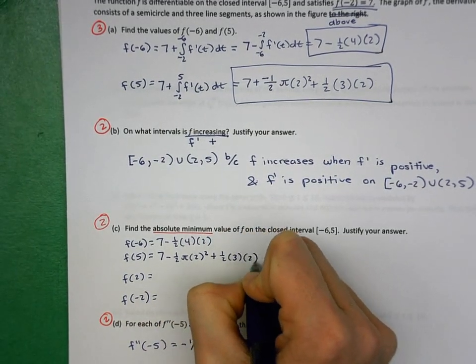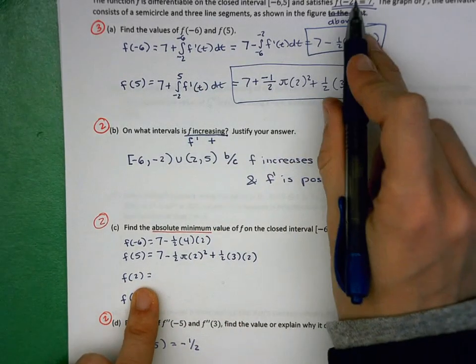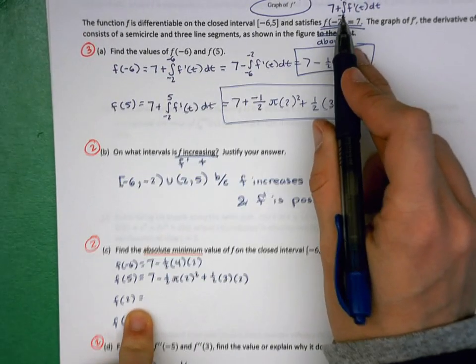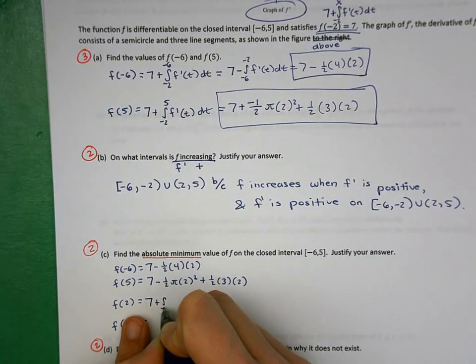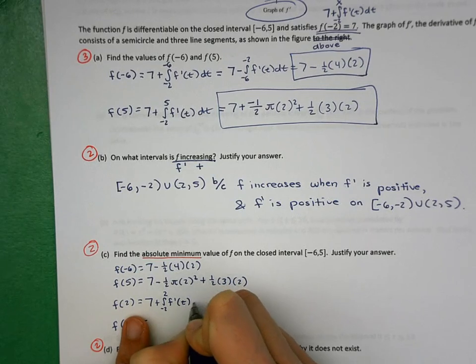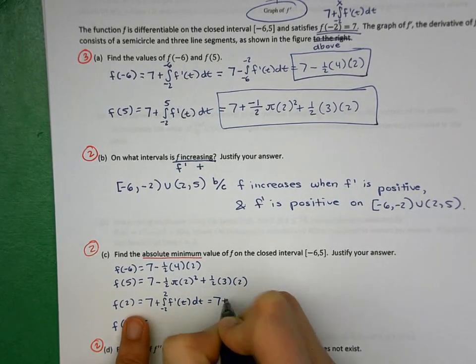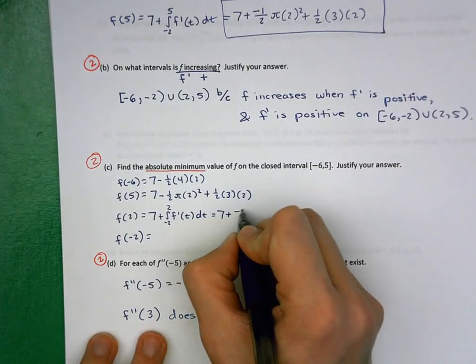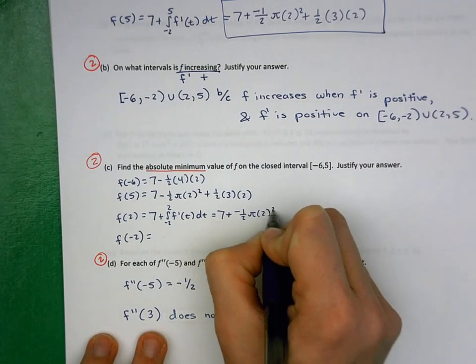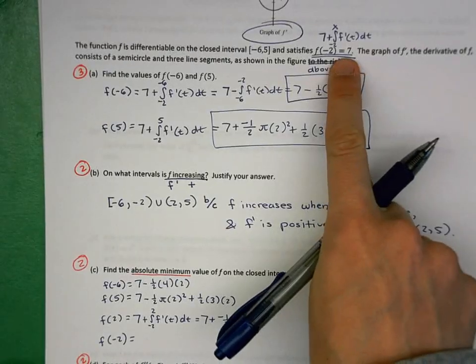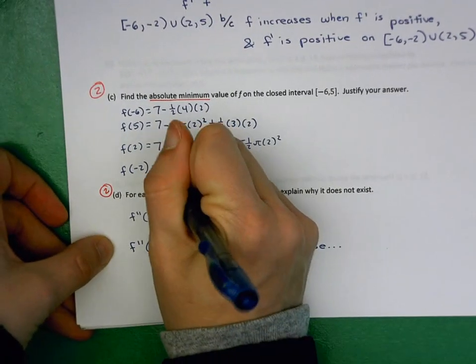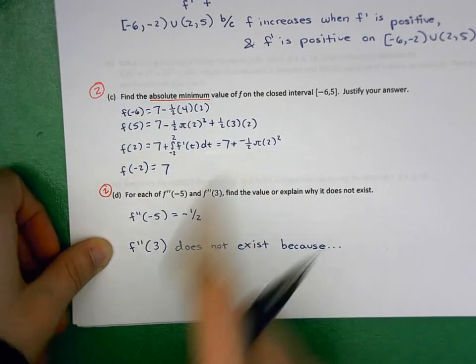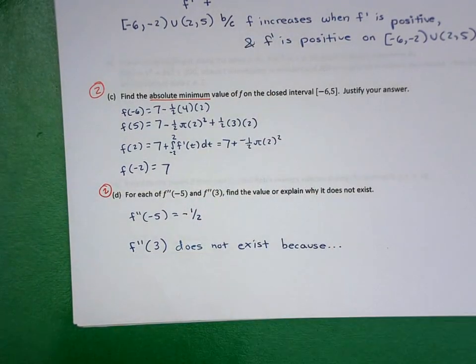And then f of 2, so I'm going to use my desired position formula again. F of 2 here is 7 plus the integral from -2 to 2 of f prime, which is 7 plus, -2 to 2 is just the semicircle piece. So the -1/2 pi r squared, r was 2. And then f of -2, they actually told me, f of -2 is 7. So really the only thing I actually had to solve in this problem was this one. And so then the question is, well, which one of these is the absolute minimum, the lowest point, the smallest value?